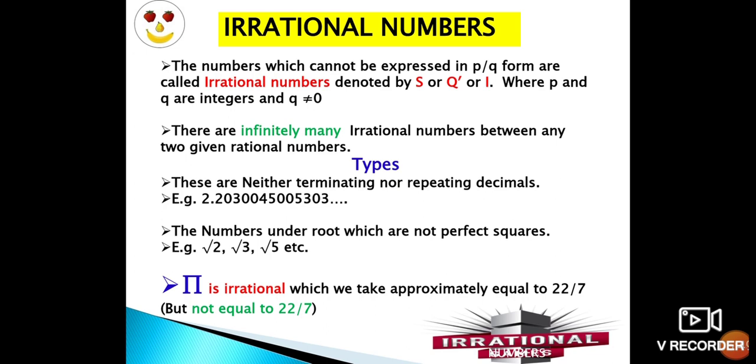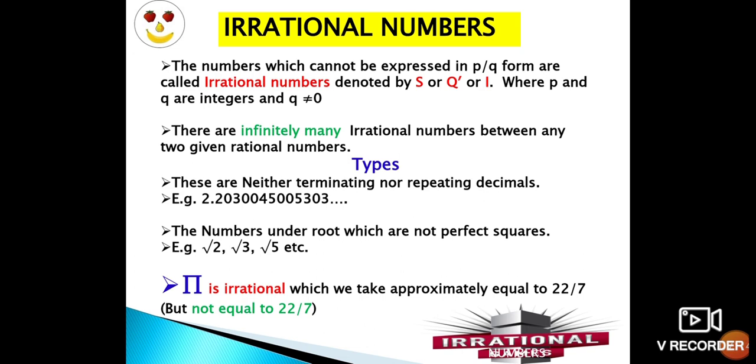Now let us see the types of irrational numbers. How can they be represented? If we take the decimal form, these are neither terminating nor repeating. So they won't terminate, they won't repeat also. For example, if we take 2.20300450, there is no repetition, and it is not terminating also. This is going on, so that's why it is an irrational number.